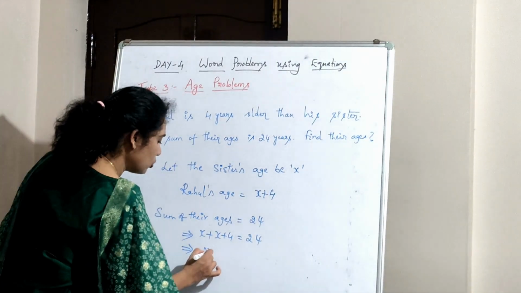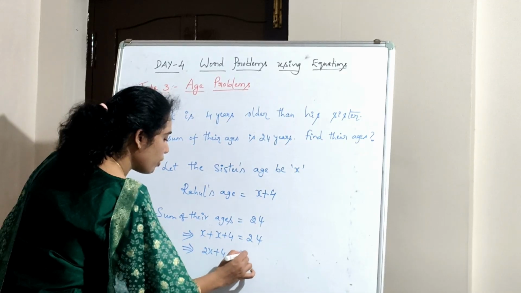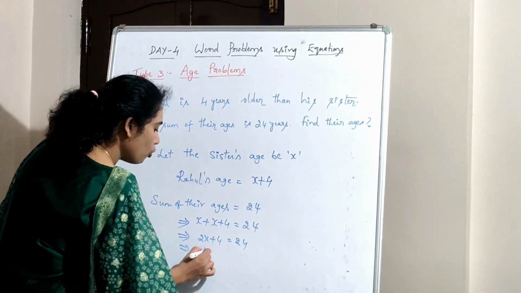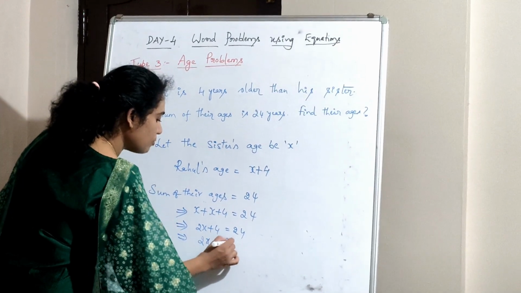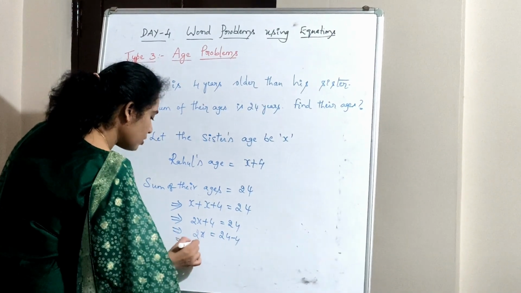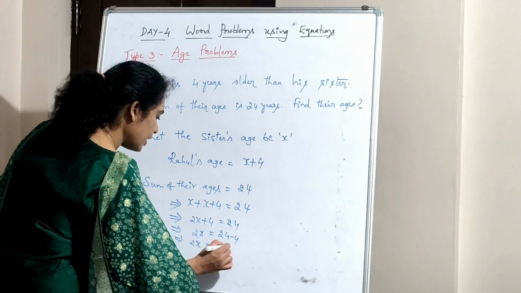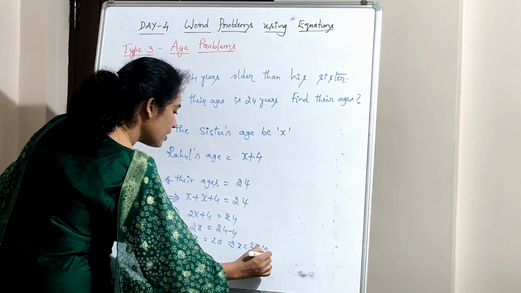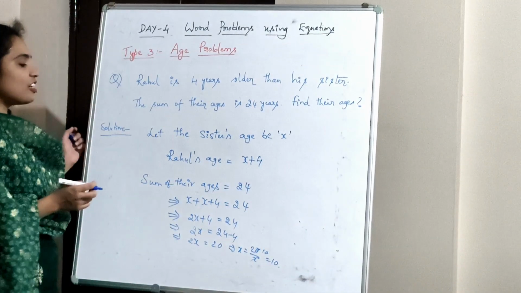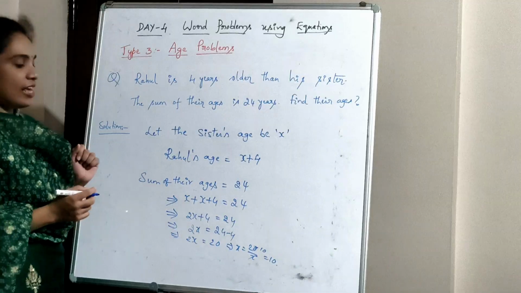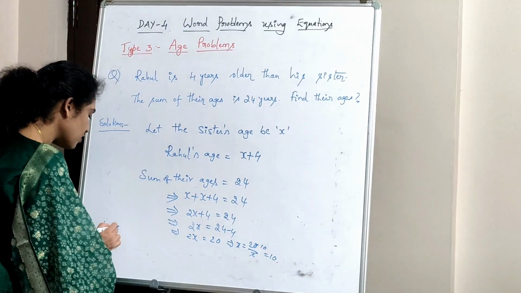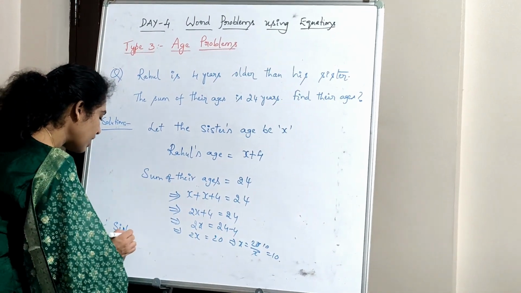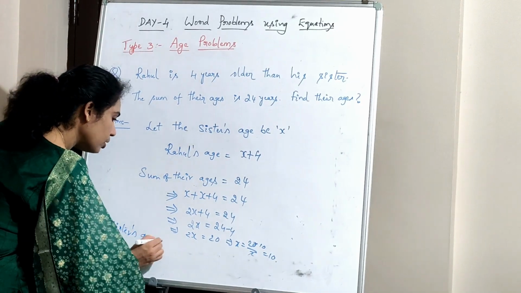x plus x is 2x. 2x plus 4 is 24. So move this 4 to the RHS, it becomes minus 4. So 2x is equal to 24 minus 4, which is 20. So x is equal to 20 by 2, which is 10. So what is x here? Sister's age is x. Therefore Rahul's sister's age is 10 years.